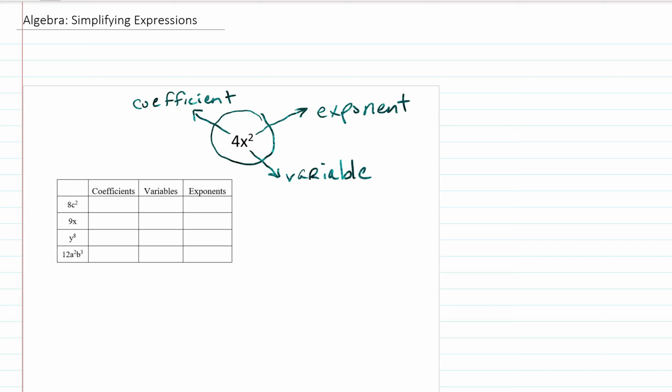So let's take a look at our examples. Our first example, 8c to the second. Our 8 is the coefficient because it's in front of the variable. Our variable is the c, and our exponent is a 2. It's raised to the second power.